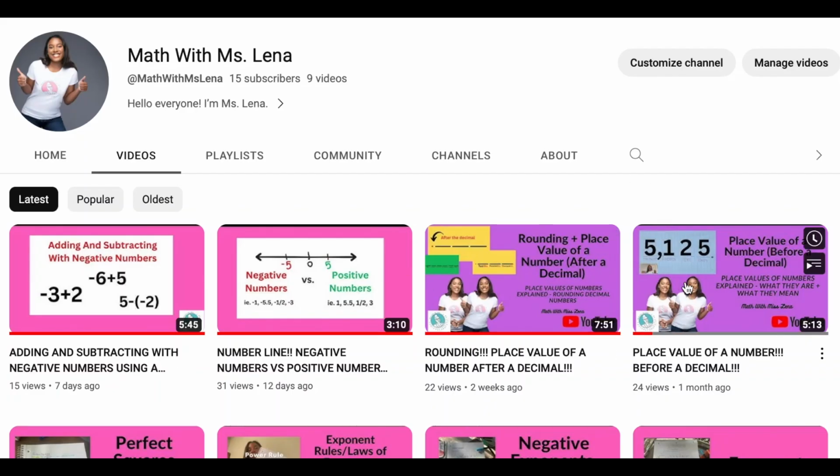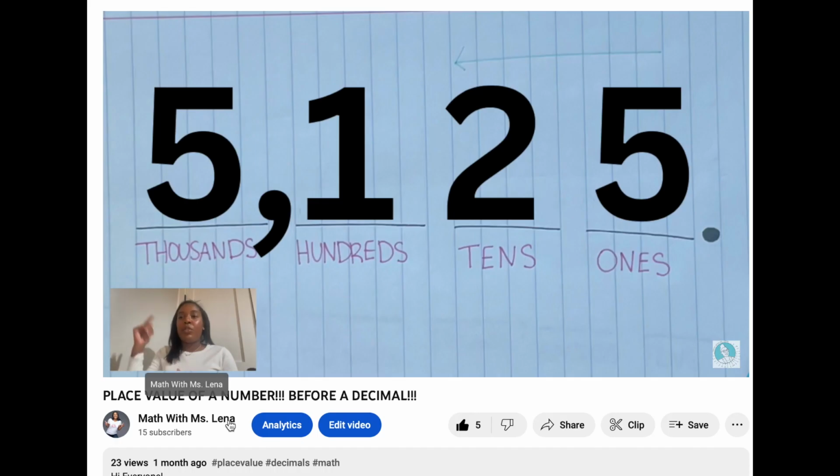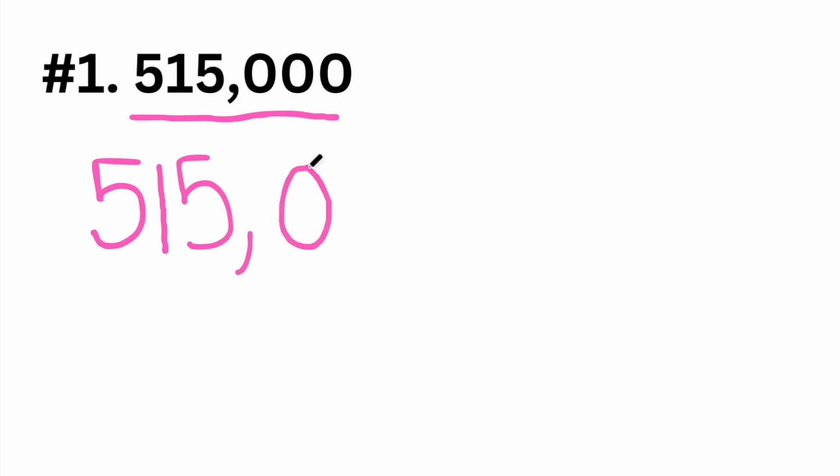So for our first problem, we have the number 515,000. If you want to learn more about place values, check out my lesson, Place Value of a Number Before a Decimal. Before we go through and solve this problem or write this number in scientific notation form, it's important that we remember that this number is a whole number. And when we have whole numbers, we have to remember that there's always a decimal right at the end of the number. So that's why I'm going to write the decimal with the zeros, 3 zeros following.